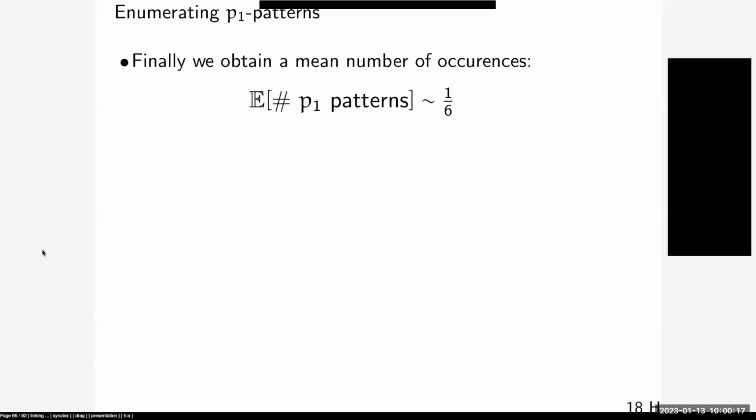And so finally, this allows us to obtain a mean number of occurrences of 1/6 for the number of P1 patterns. So this is a bit of a surprise here, because if you consider a huge term, arbitrarily large, then we see that the number of P1 patterns is actually a constant. It's like there's going to be 1/6 of them, which is kind of weird because it seems that it's not that much of a complicated pattern. It should appear more often, right?